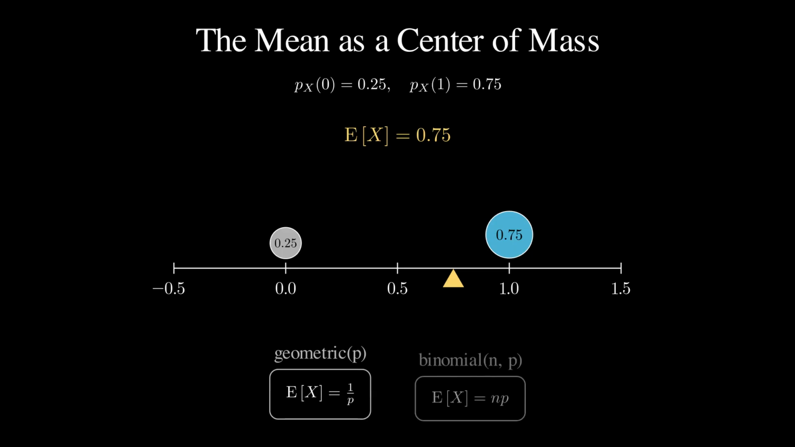The named distributions each come with a mean worth remembering. A geometric with parameter p balances at 1 over p, and a binomial with n trials balances at n times p. Results we will lean on constantly.